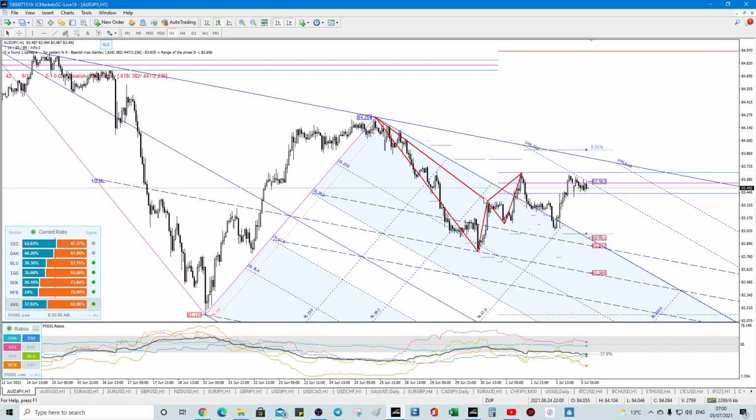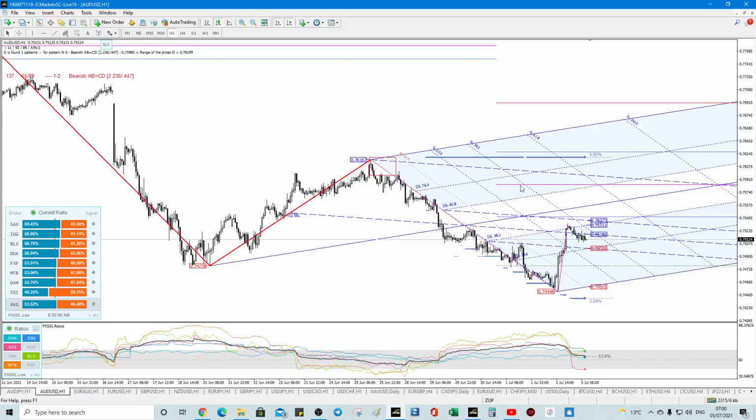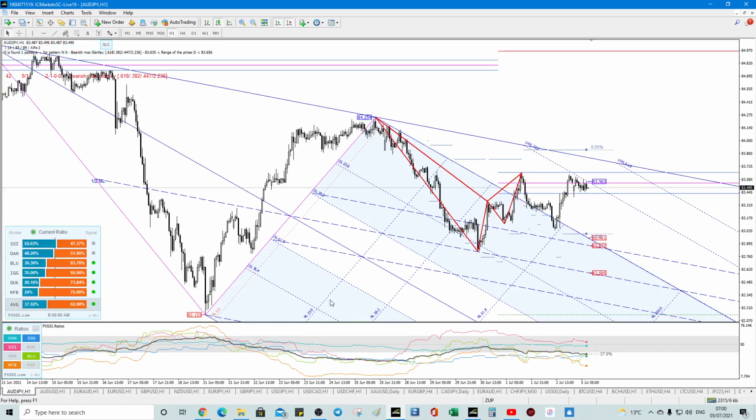The SLC above for AJ is 83.90, the one below is 83. We're below monthly pivot and we've got a bearish harmonic, but we are a buy on the sentiment. Obviously, these Aussie pairs are very risk sensitive. There's a monthly pivot, and also we're below monthly pivot as well. So keep an eye on this.